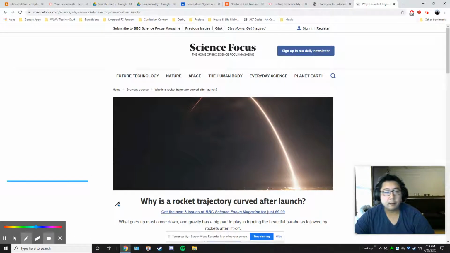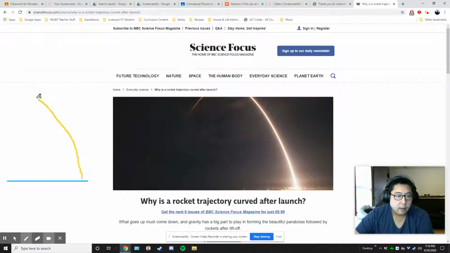Okay, that's a nice straight line. And now we know that our rocket is doing something like this, going in this direction like that. Now you gotta keep in mind something.